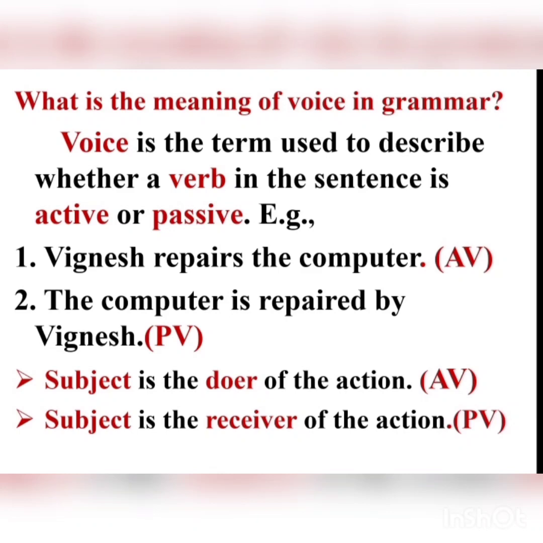For example, Vignesh repairs the computer and the computer is repaired by Vignesh. Both the sentences mean the same. Then what is the difference between these two sentences? In the first sentence, subject is the doer of the action, that is, subject is active. And in the second sentence, the subject is the receiver of the action, that is, the subject is not doing anything, hence it is said to be in the passive voice.